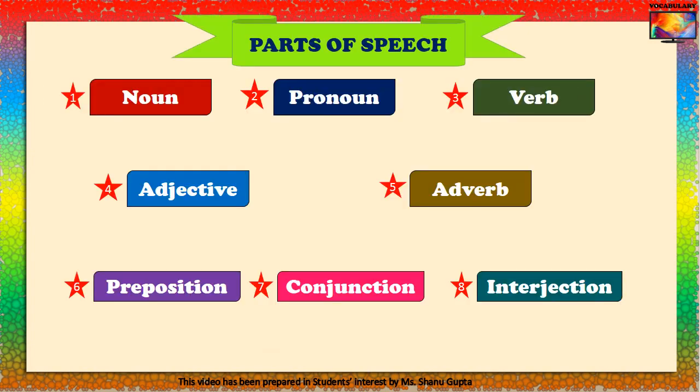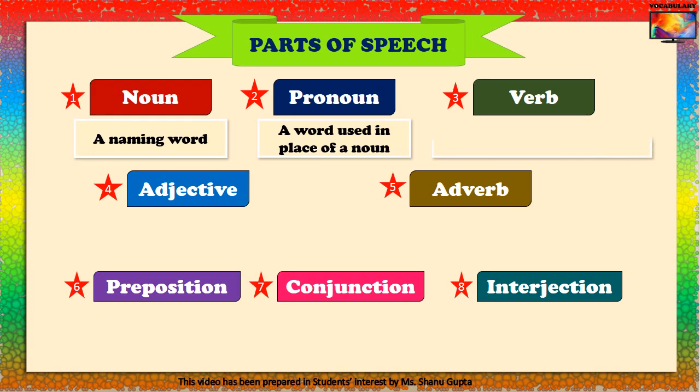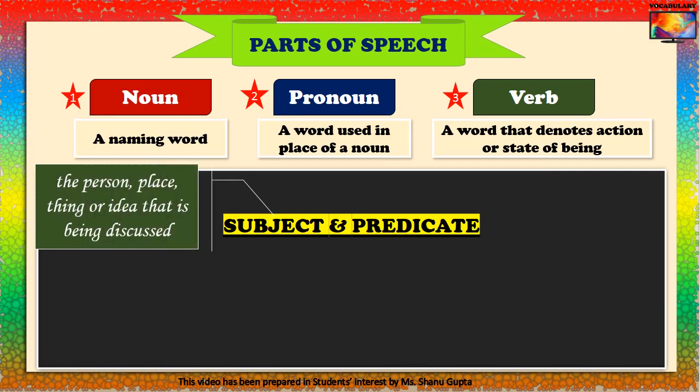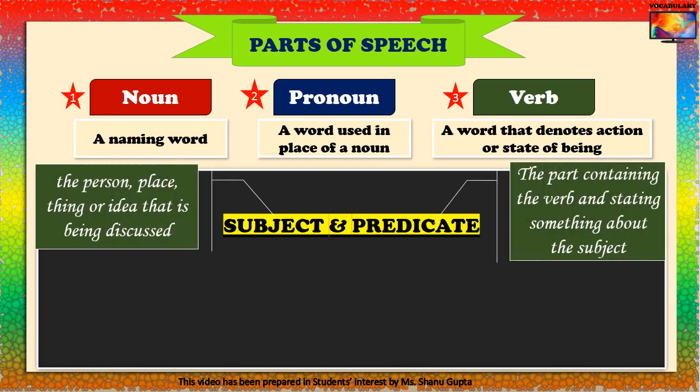Some important terms that you would come across in grammar are subject and predicate. We can discuss these here because we have covered nouns, pronouns and verbs. Any sentence can be broken into two parts, the subject and the predicate. A subject is a person, place, thing or idea that is being discussed. You guessed it correctly, it's a noun or a noun phrase or a pronoun which acts as the subject of a sentence or a clause. The rest of the sentence or clause contains the verb and states something about the subject. It is known as a predicate.